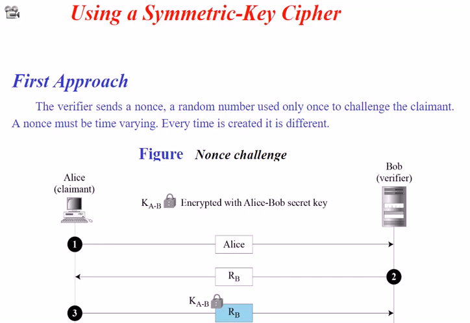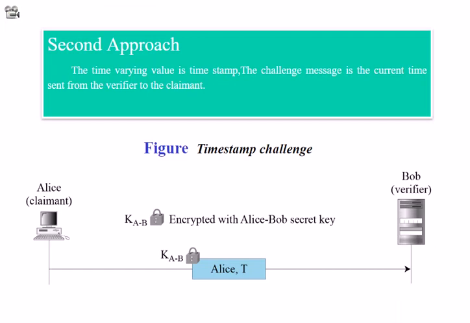The figure explains the nonce challenge. And second approach, the time varying value is a timestamp. The challenge message is the current time sent from the verifier to the claimant. The figure explains the timestamp challenge.